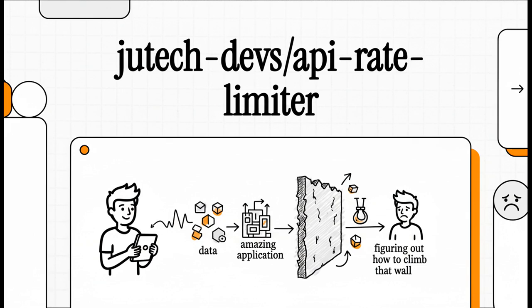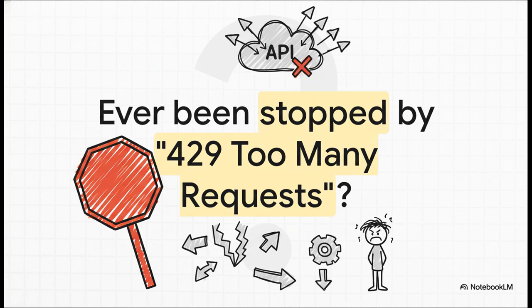So, what if you could just kind of tame that wall? Or even better, what if it just wasn't a problem anymore? Let's dive in. Yep, this thing, the dreaded 429 too many requests. We've all seen it. It's basically the API's way of screaming, whoa, slow down. And it's a real pain, right? It can completely break your user's experience, stall out your background jobs. It's just a massive headache.